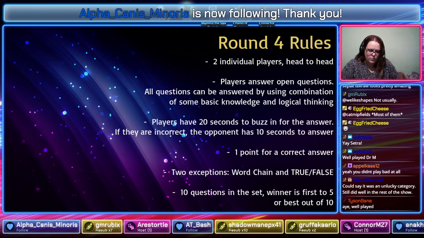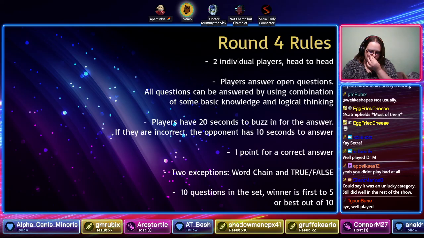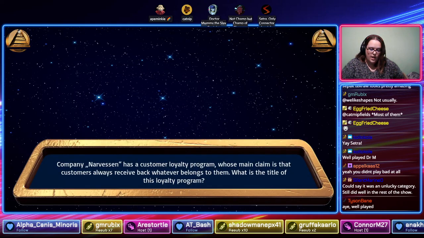Okay. You will see the question on the screen and I will be reading it. I will ask you to wait for me to finish reading it before buzzing in. And I believe we can start. Question number 1. Company Narvison has a customer loyalty program whose main claim is that customers always receive back whatever belongs to them. What is the title of this loyalty program?